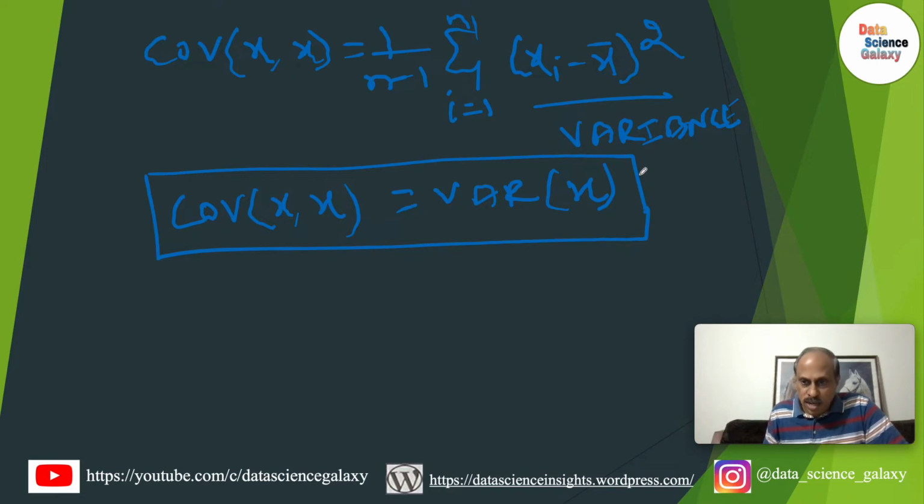Okay. So here are one or two questions that I'm going to ask. Can covariance be negative?